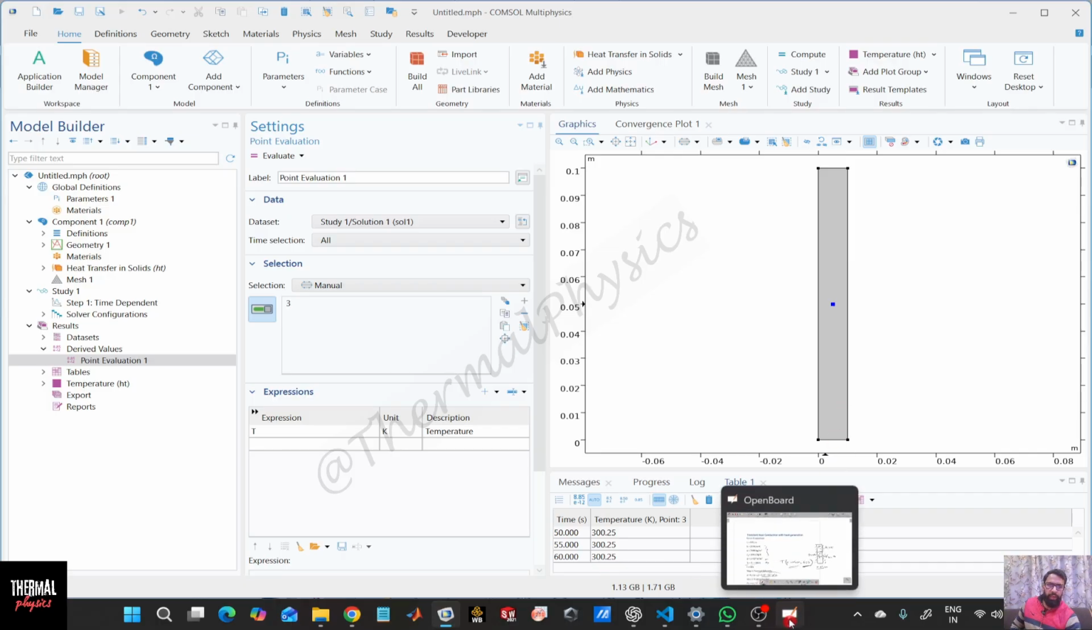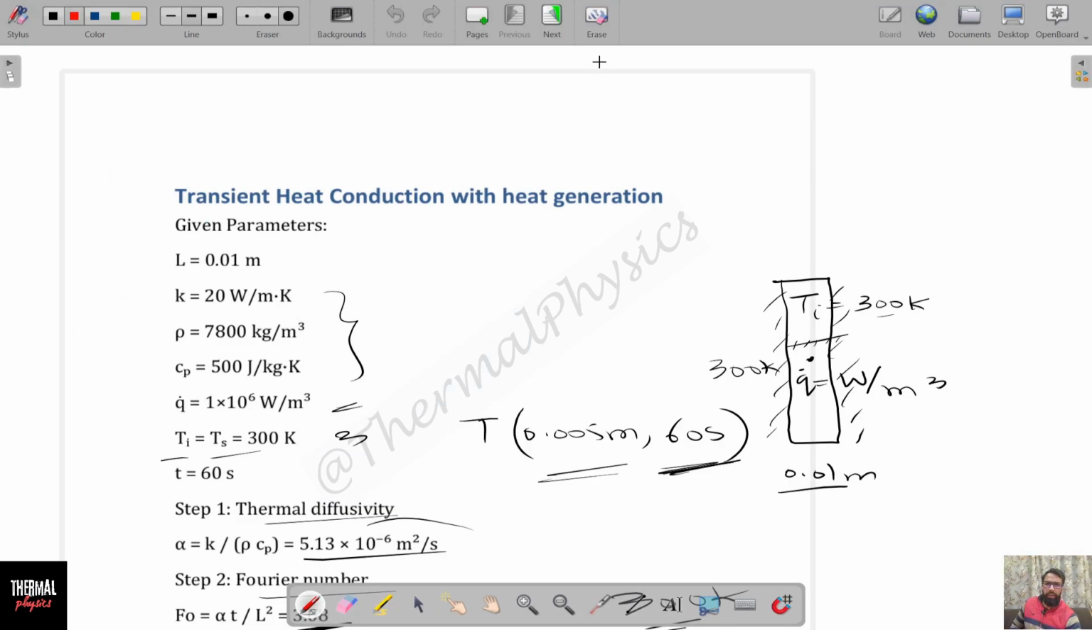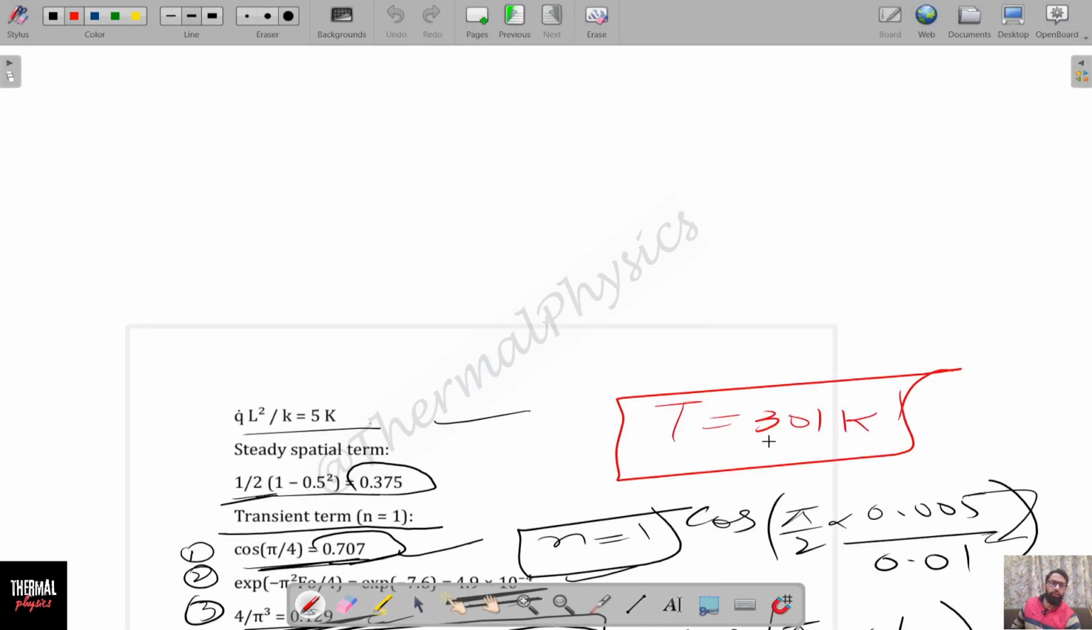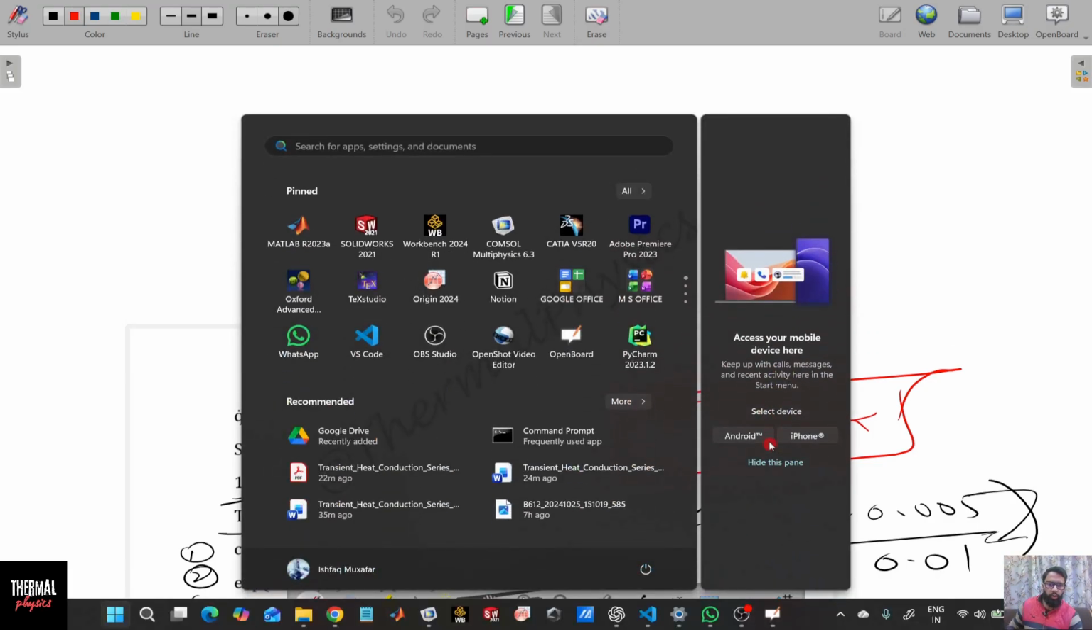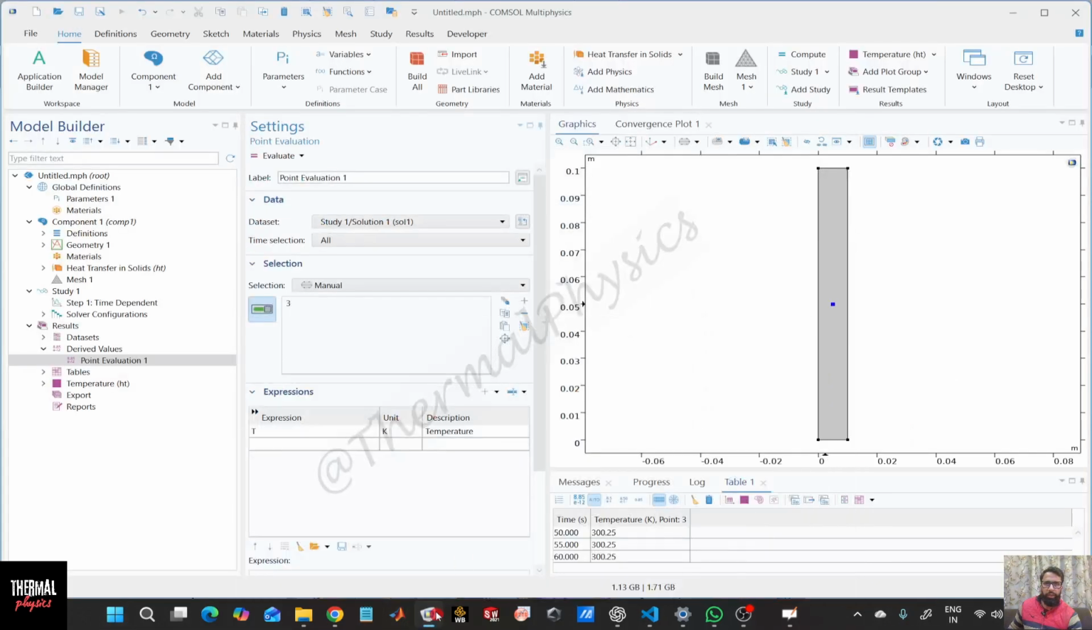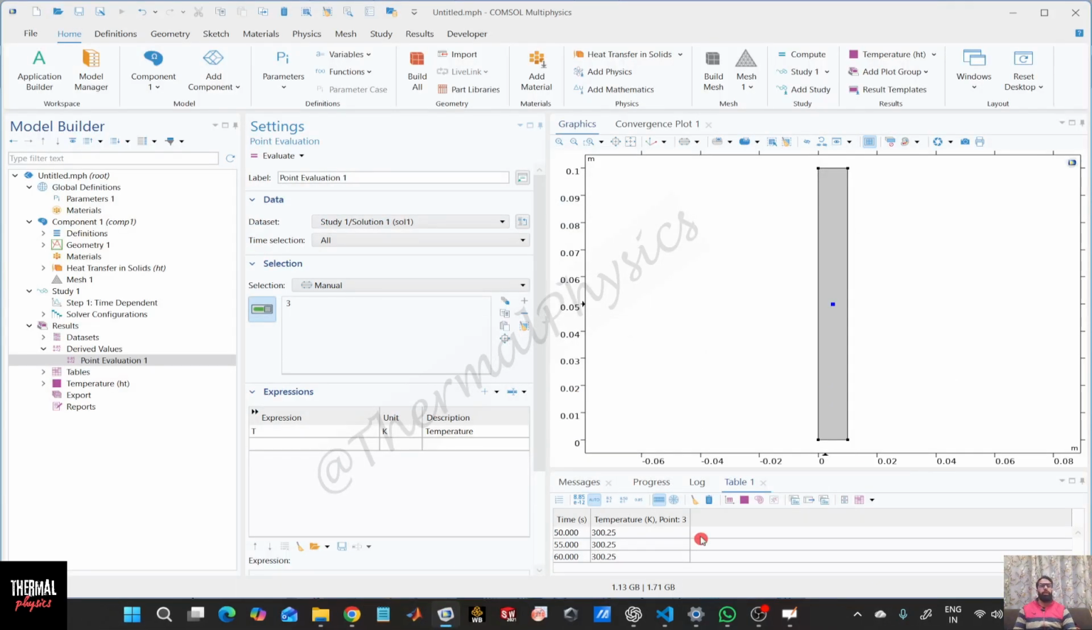We see that after 60 seconds the temperature is 300.25 at the center. And if we compare it with our analytical solution, which is also about 301, the temperatures are close. Since the wall is very thin and the time is only 60 seconds, the temperature change will not be that much. So we are getting 301 Kelvin analytically, and in COMSOL we are also getting around 300.25 Kelvin. So this confirms the analytical solution, and the confirmation is from COMSOL Multiphysics. That will be all in today's video. Thank you.